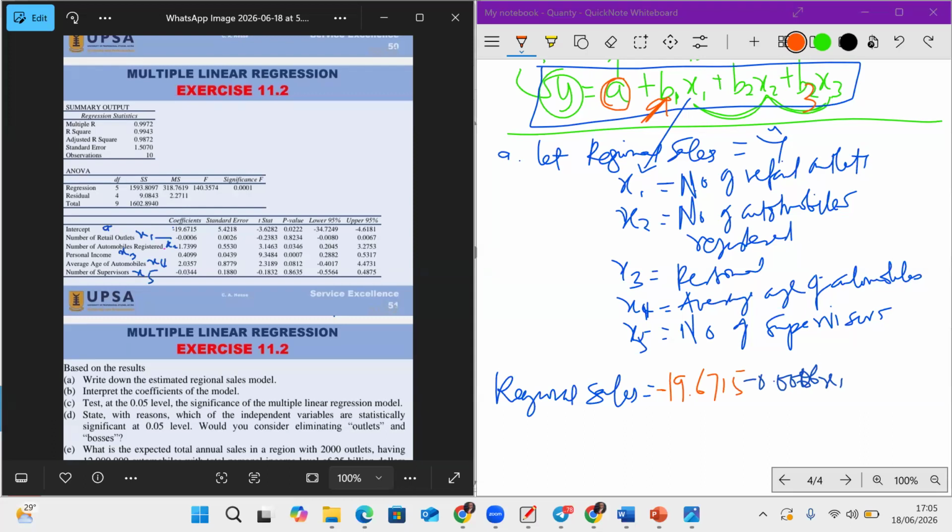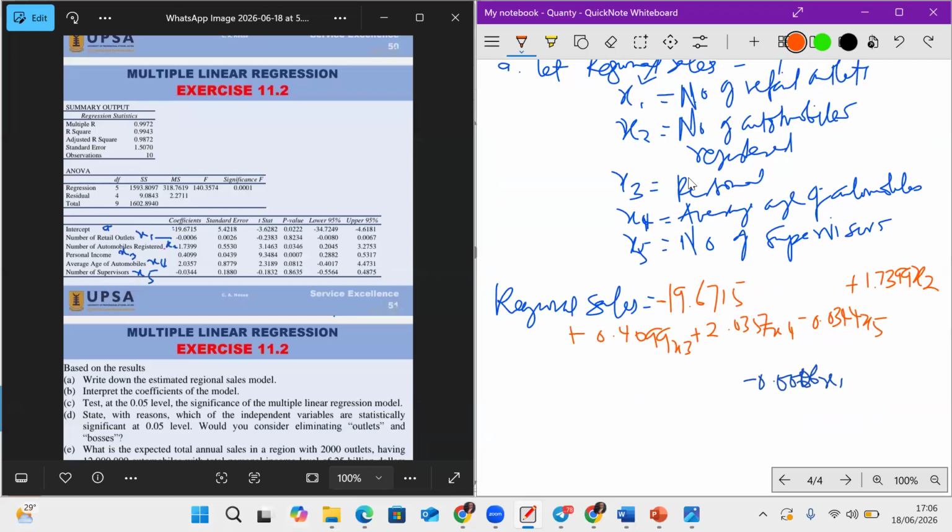Then I'll continue. X2, the figure, is it positive or negative? Positive. So plus 1.9973 x2. The next one, is it positive or negative? Positive. Plus 0.4099 multiplied by x3 plus 2.0357 multiplied by x4. The last one has a negative coefficient, so negative 0.0344 times x5. Are we good? Yes, sir. I've finished with the A. This is my answer for A.